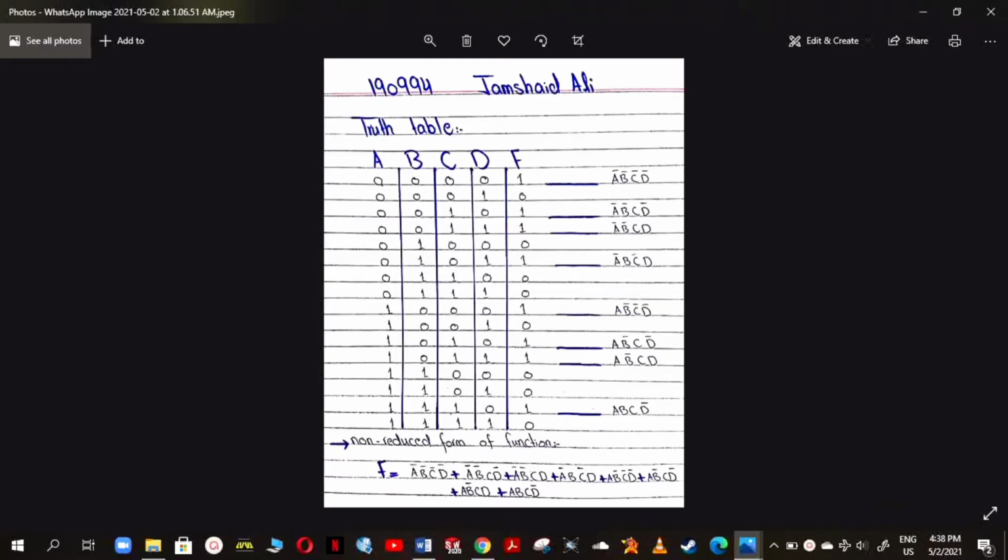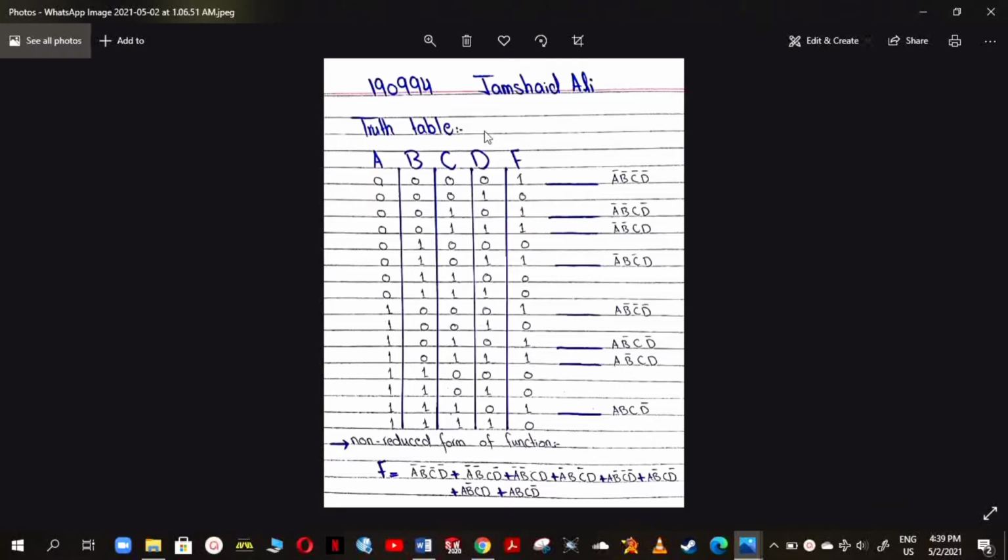So we selected 8 outputs randomly as 1. For example, when all the inputs are 0, the output is 1. When only C and D inputs are 1, the output is 1, and so on. I selected 8 outputs as 1 randomly. Where I got output 1, I write the Boolean expression of the inputs.